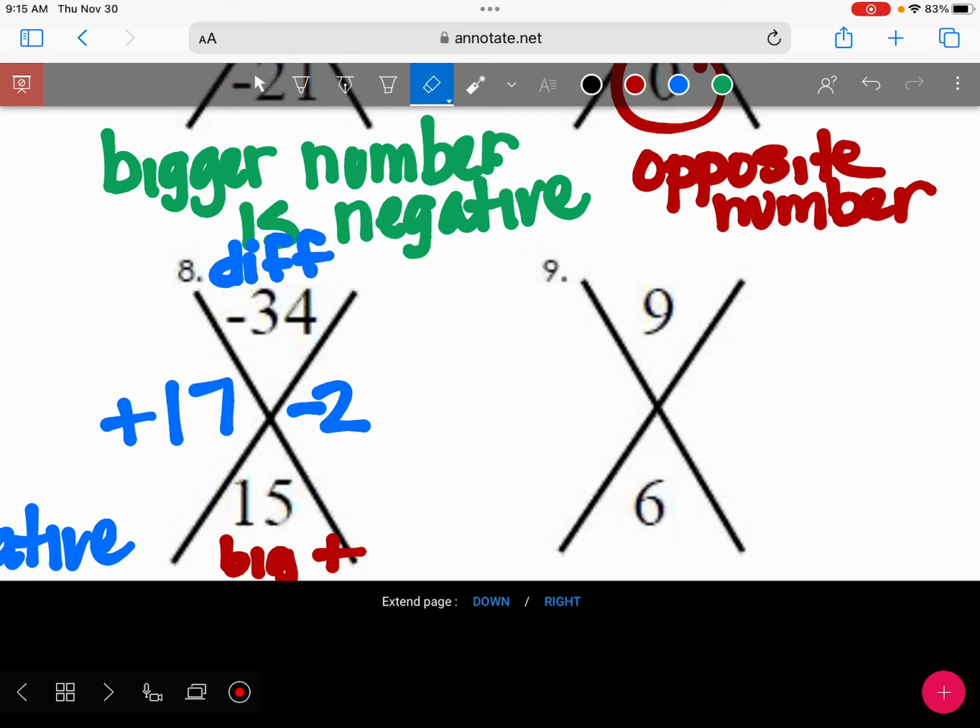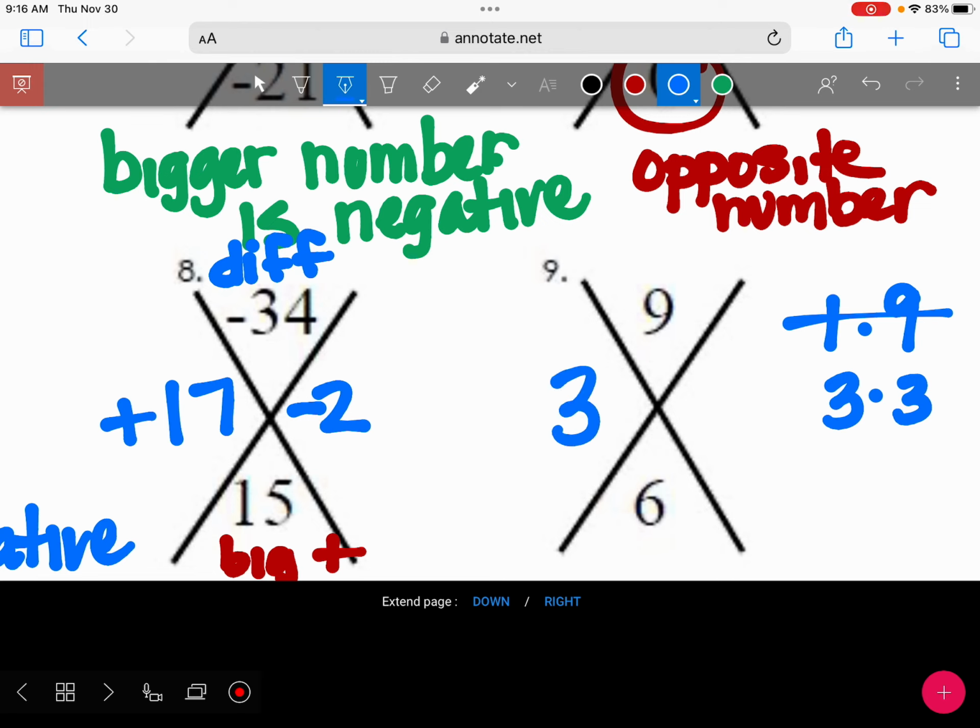Thumbs up if you know my numbers. I'm just curious how many people got me. Who got it? Okay, that's good. See, I knew we would get there. The only thing that multiplies to 9 is 1 times 9 and 3 times 3. But 1 plus 9 is 10, so it can't be that. 3 plus 3 is 6, so it would be 3 and 3.